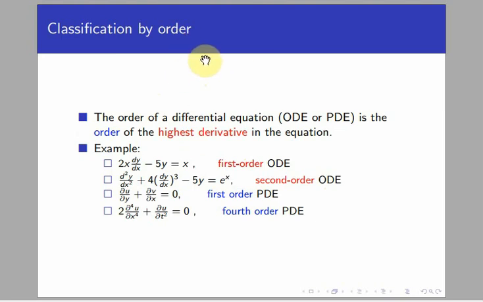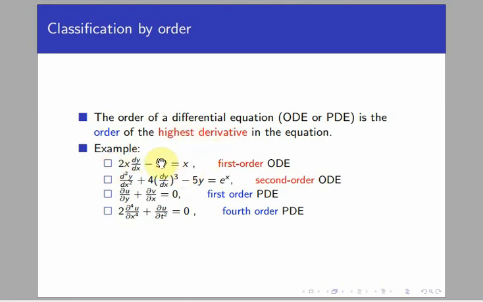Okay, the differential equation can also be classified by order: first order, second order, third order, fourth order, fifth order. What is the order of a differential equation? The order of a differential equation is the order of the highest derivative in the equation.